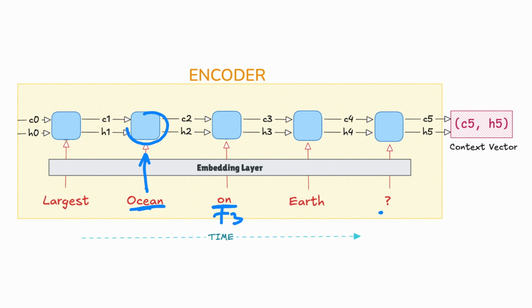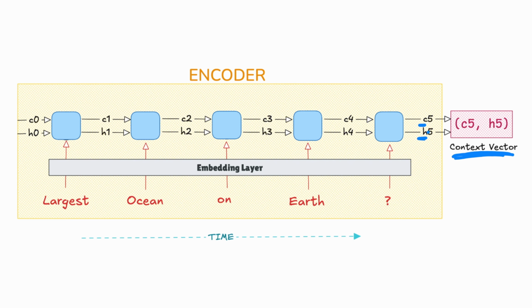So this is the last token that we have processed, right? This is the question mark, which is the last token. And at this time step, we provide the input question mark and then C4, H4. So this is fed into this LSTM unit. This produces this C5 and H5, right? So these are the cell state and the hidden state from this last time step. And this C5 and H5 are the context vector.